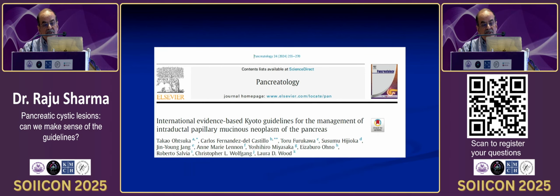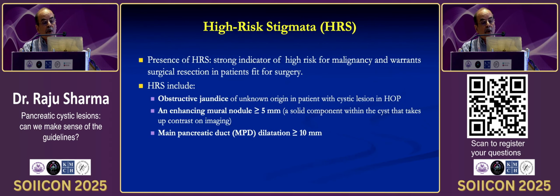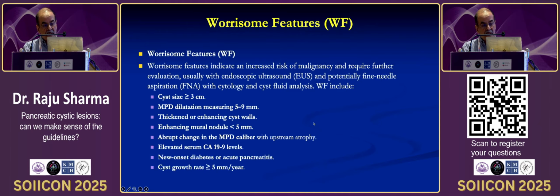There is a 2024 Kyoto modification of these guidelines, and this is a paper that those of you who see these lesions on a daily basis may want to read, because they have modified some of the high-risk stigmata. The three important ones are, of course, obstructive jaundice clinically, enhancing mural nodule larger than 5 mm, and a main pancreatic ductal dilatation of more than 10 mm. These become indications for surgery.